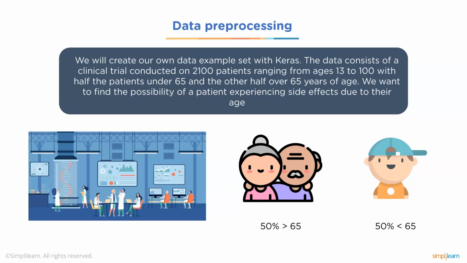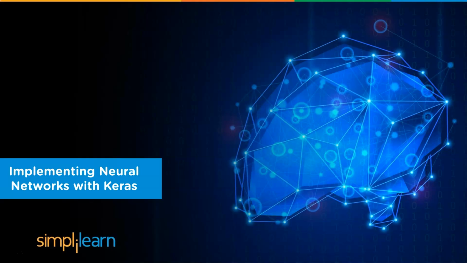So in data pre-processing, we will create our own data examples set with Keras. The data consists of a clinical trial conducted on 2,100 patients, ranging from ages 13 to 100, with half the patients under 65 and the other half over 65 years of age. We want to find the possibility of a patient experiencing side effects due to their age. You can think of this in today's world with COVID, what's going to happen on there. And we're going to go ahead and do an example of that in our live hands-on. Like I said, most of this you really need to have hands-on to understand.